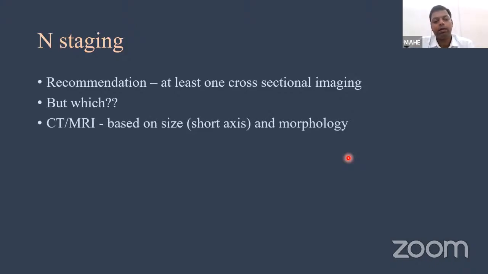CT and MRI based assessment is usually based on the size and morphology of the lymph node. So whether the size is more than 1 centimeter, or morphology with hilum maintained or hilum being eccentric or effaced, etc. So that is morphological assessment which is done on CT and MRI. So pelvic node, it is 8 mm. The short axis, if it is more than 8 mm, they call it, the chance of metastasis might be there. Abdominal lymph nodes, that is retroperitoneal, if more than 1 centimeter, then it is called suspicious.